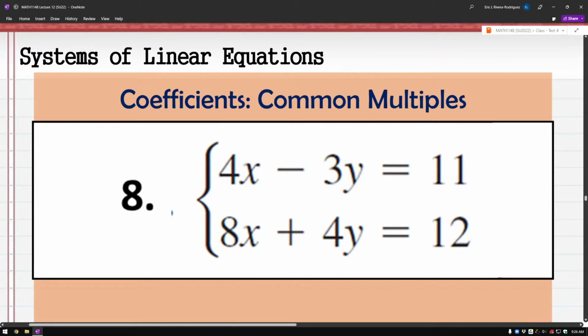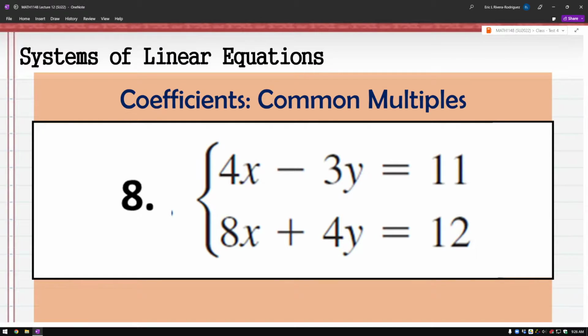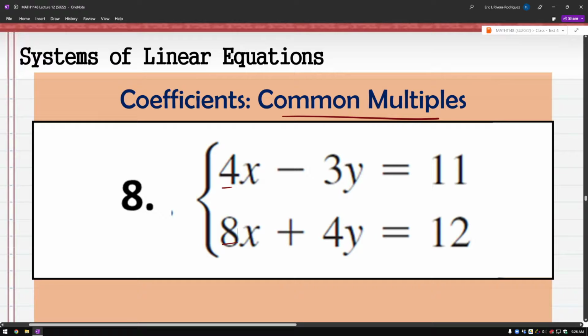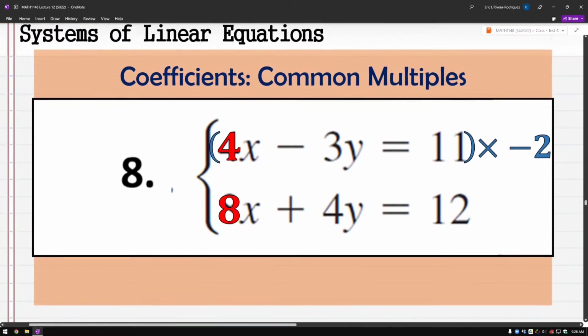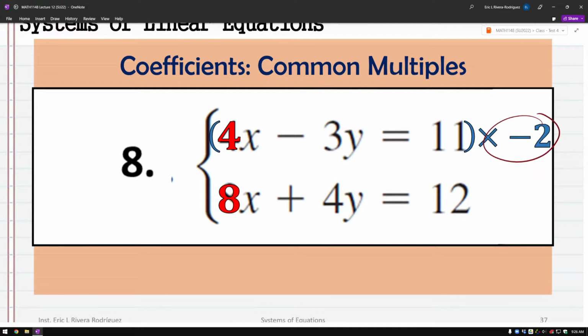What happens when we have neither negative 1 nor 1? Well, we can find common multiples. And here we have common multiples of 4 and 8. So that means that if we multiply the first equation by negative 2, then this 4 is going to turn into a negative 8. Okay?